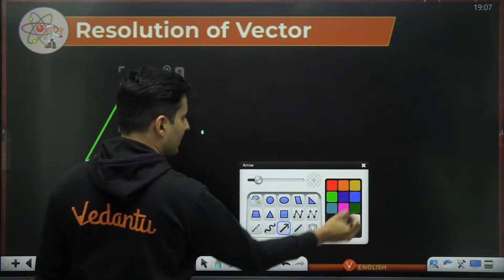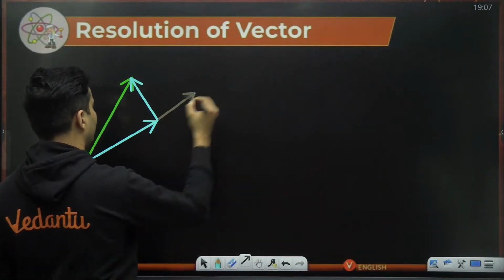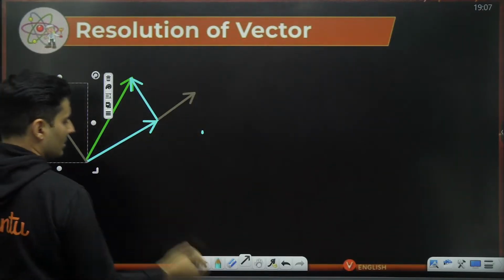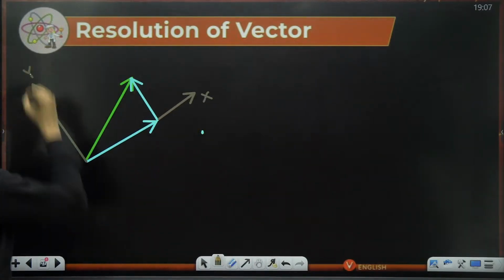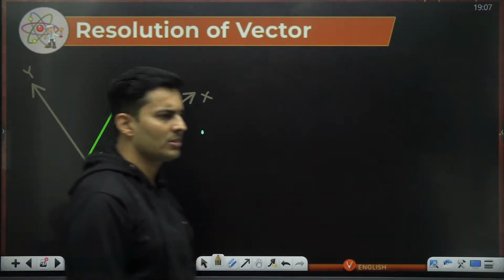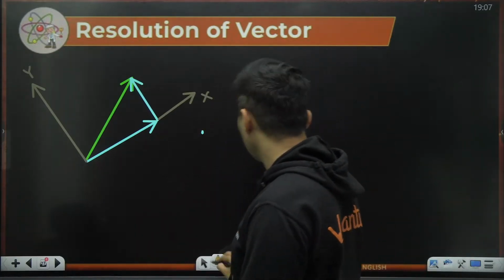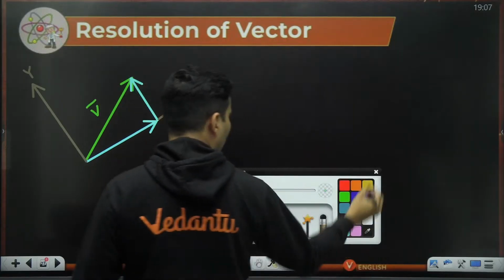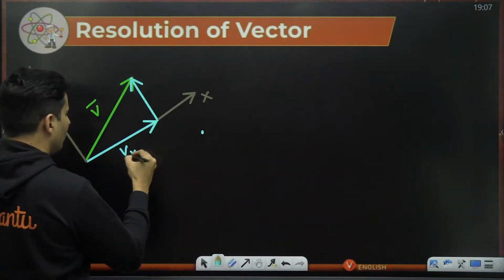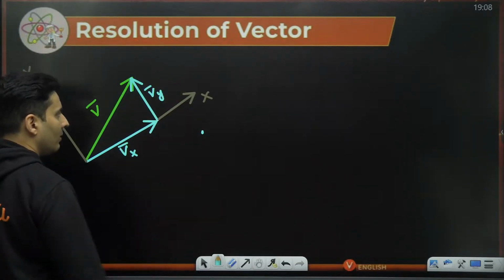I've taken it like this, guys. Just imagine this is the x-axis, this is the y-axis. Your axis can be tilted also, no? Who says that x has to be always towards the right side or y has to be always upside? No, it could be anything. So these are your x-axis and y-axis. I have taken them randomly. Okay, this is your vector v, and obviously this is your x component and this is your y component.